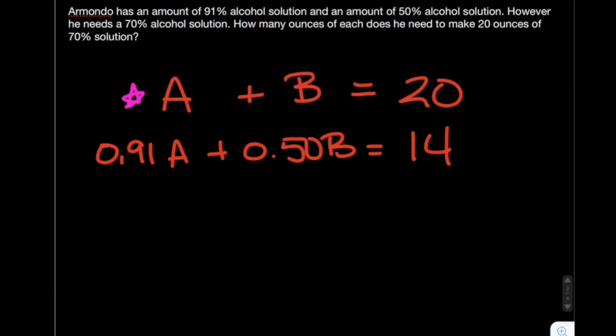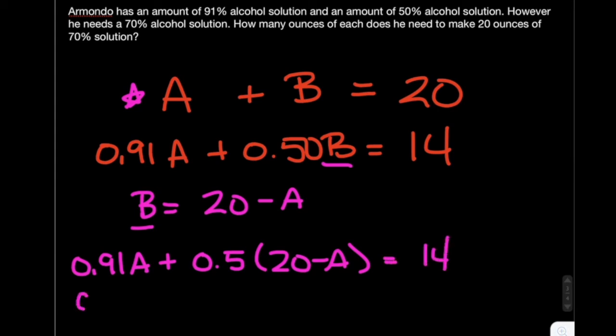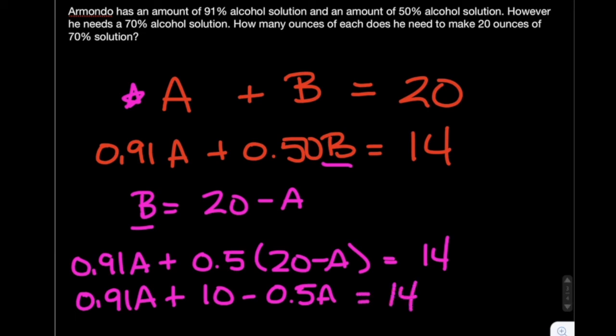I examine the first equation and rearrange it so that B equals 20 minus A. Then I'll take this B and substitute it into the second equation. So 0.91A plus 0.5B, but B is now equal to 20 minus A, equals 14. 0.91A plus, let's see, half of 20 is 10, minus 0.5A. All I did was distribute that through, equals 14.